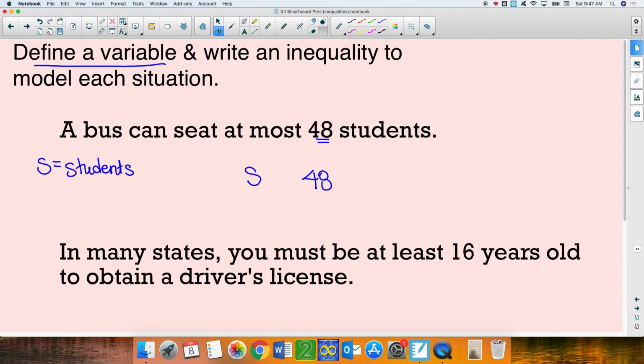Okay? And this says a bus can seat at most. And sometimes what's confusing about inequalities is you look at this and you go, most, greater than. But you have to think about what it means. If a bus can seat at most 48, that means that's the maximum. So I can have 48, but I cannot have more than that. So I need my students to be less than or equal to 48.